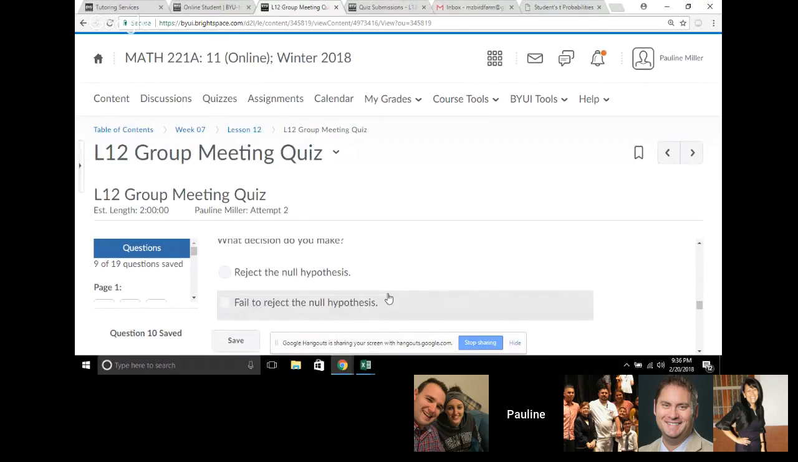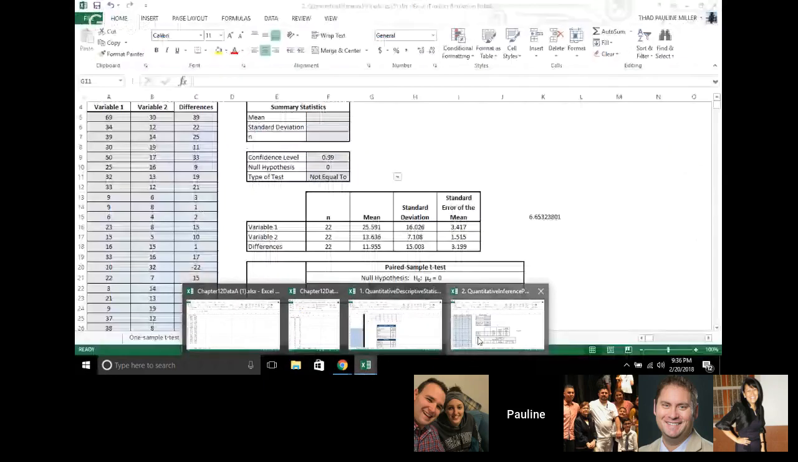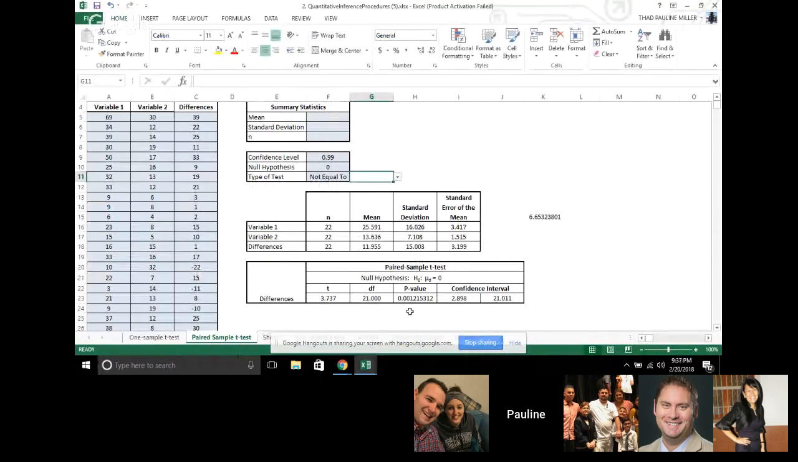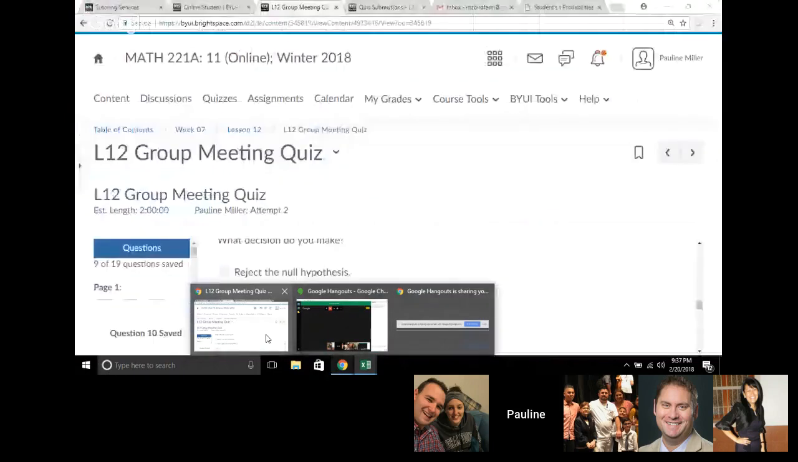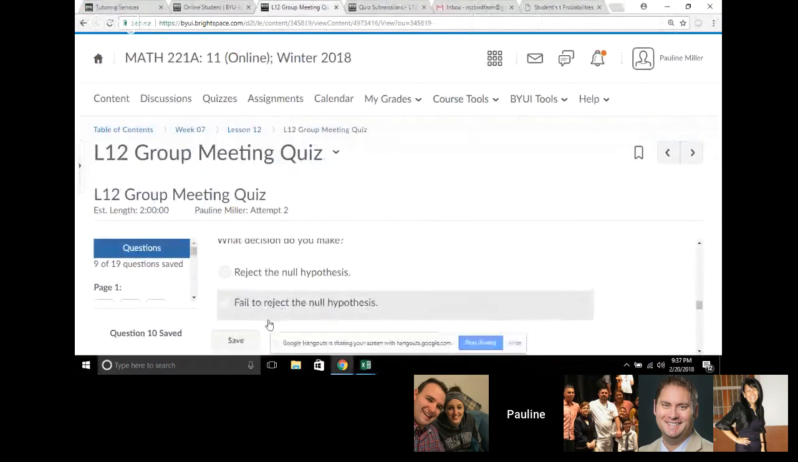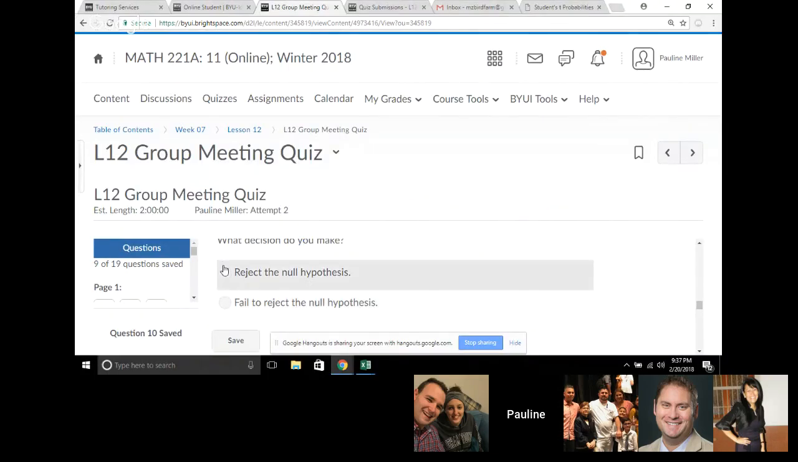So with the 0.99, we wanted to know if the p-value is going to be above 0.01. And here's the p-value right here, the 0.001. So it doesn't, so we reject the null. Did I miss number 10 then?